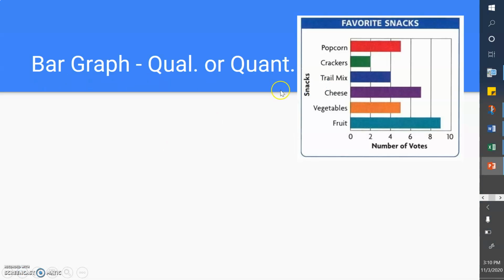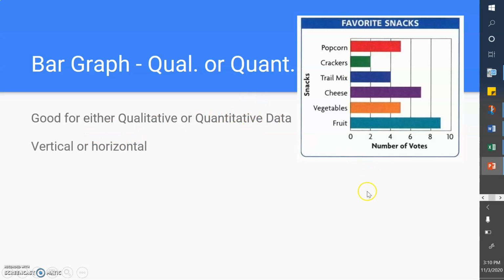Ready? So bar graphs, which you already know about, can be about qualitative data or quantitative data. Remember, qualitative is categories, like how many people want popcorn versus crackers. Quantitative would be numbers, like how long did you sleep last night? So bar graphs can be for either one, either categories or numbers. Bar graphs are great going up or sideways, horizontal or vertical.